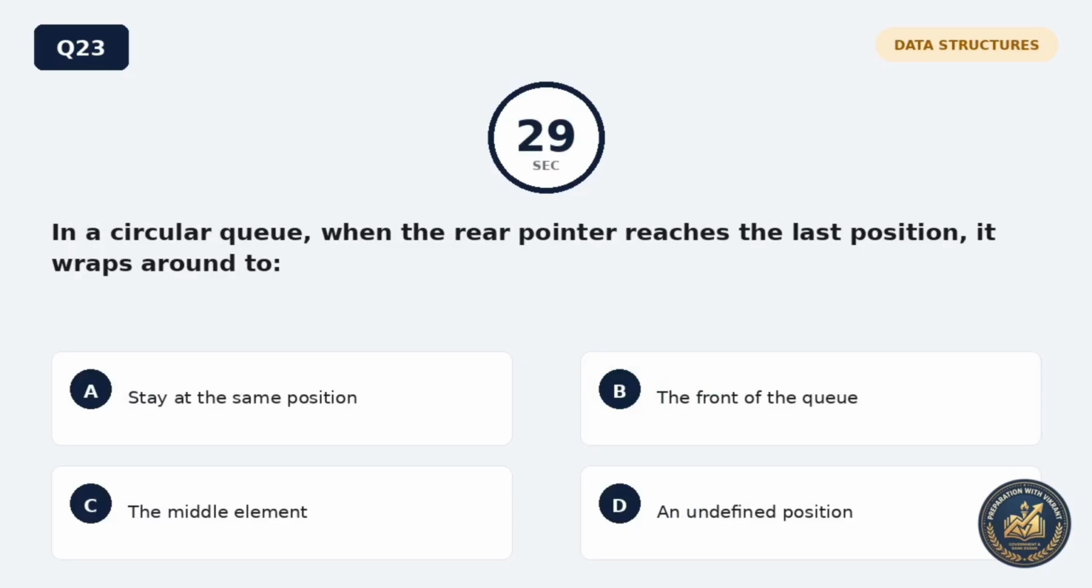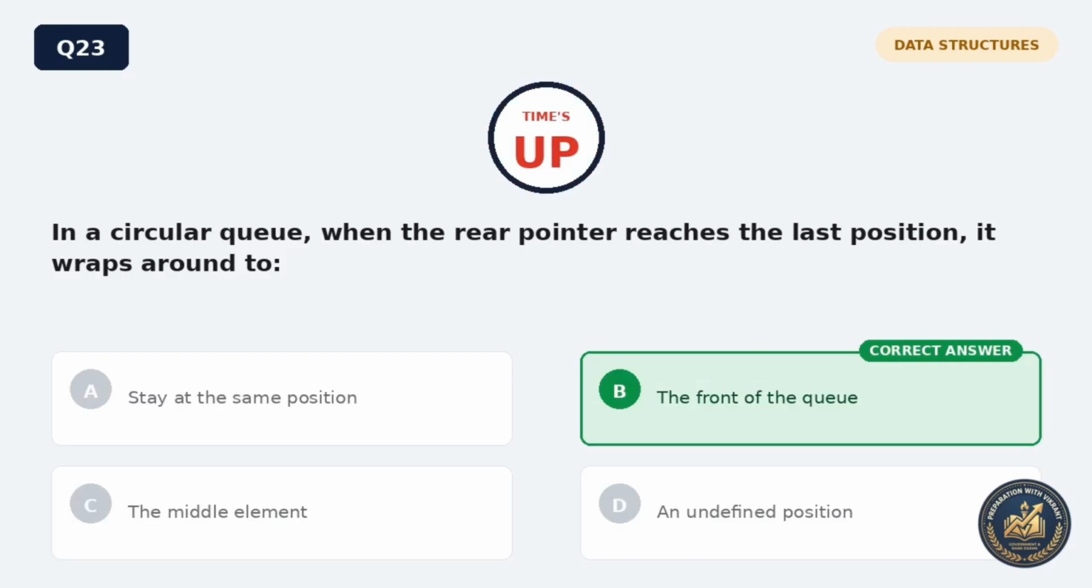Moving to next question. In a circular queue, when the rear pointer reaches the last position, it wraps around to option A, stay at same position, option B, the front of the queue, option C, the middle element, option D, an undefined position. So the correct answer is option B, the front of the queue.